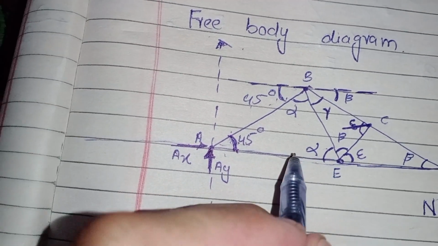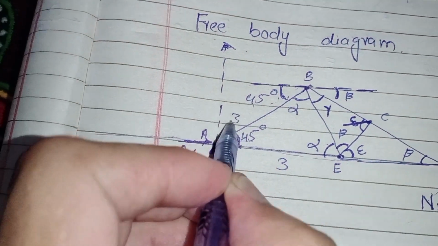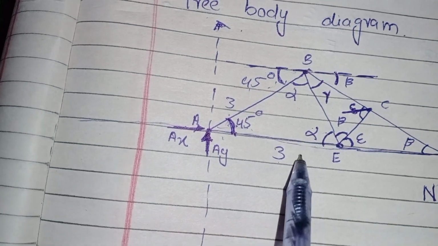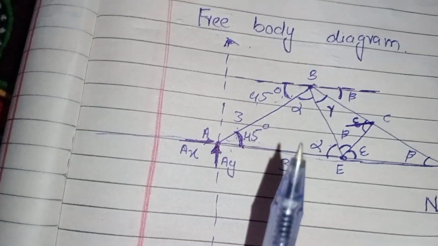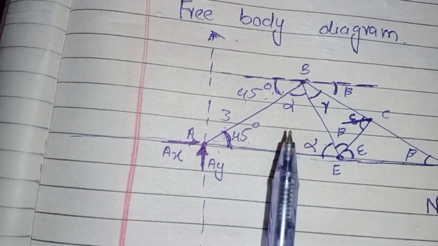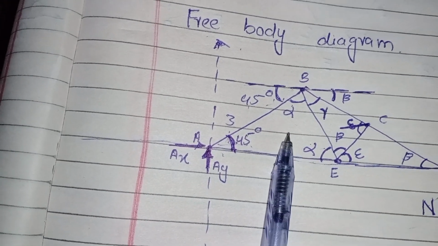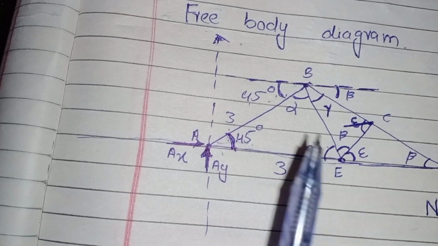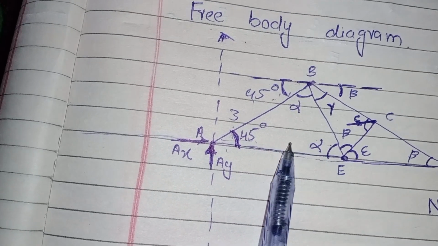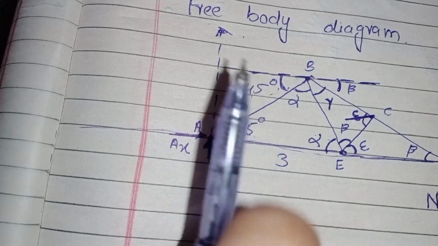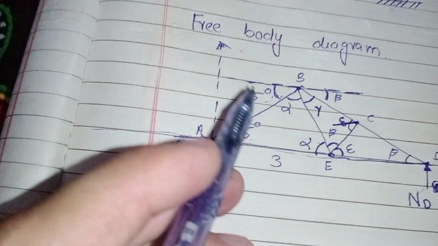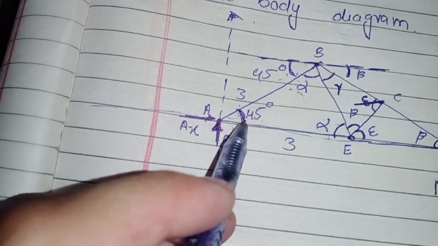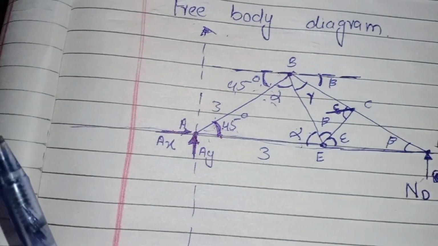This is 3 meter and 3 meter. This is an isosceles triangle, and you know that the sum of all angles in a triangle is equal to 180 degrees. So this is alpha and alpha, these angles will be the same, and this is the 45 degree angle which is given.